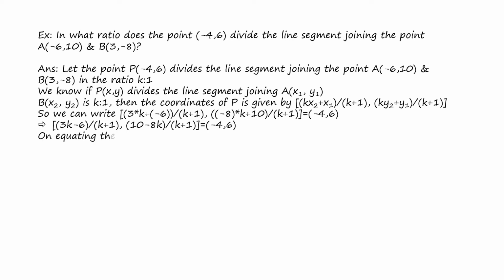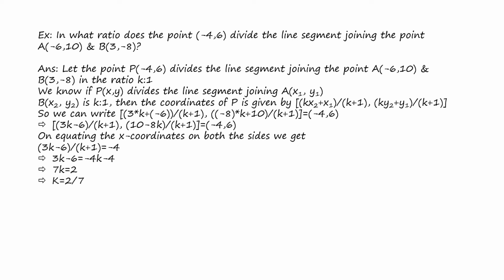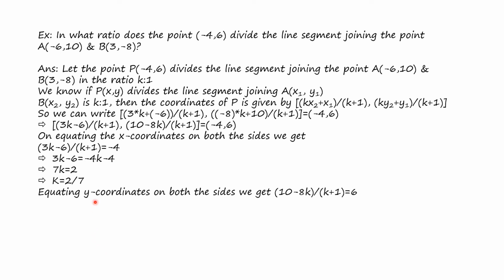On equating the x coordinates on both sides we get (3k minus 6) divided by (k plus 1) equals minus 4, or 3k minus 6 equals minus 4k minus 4, or on solving we get k equals minus 2 by 7. Now k equals minus 2 by 7 we got by equating only the x coordinate.